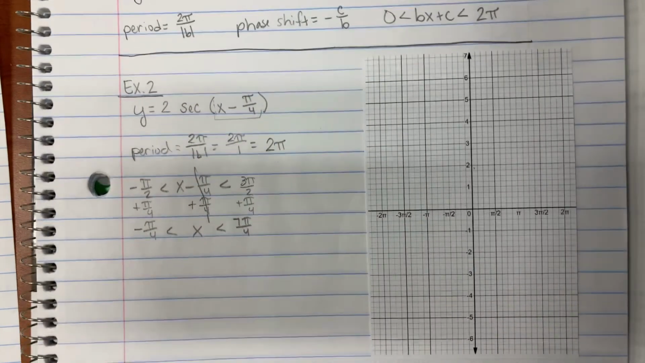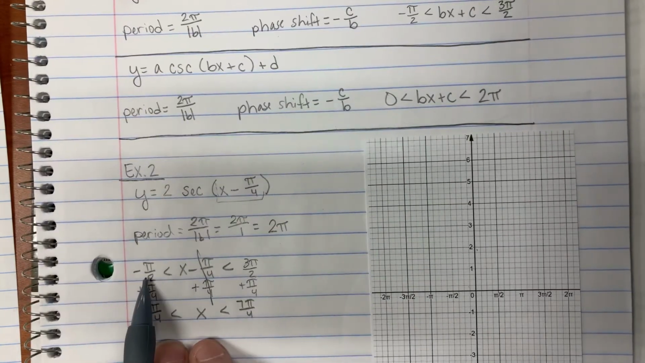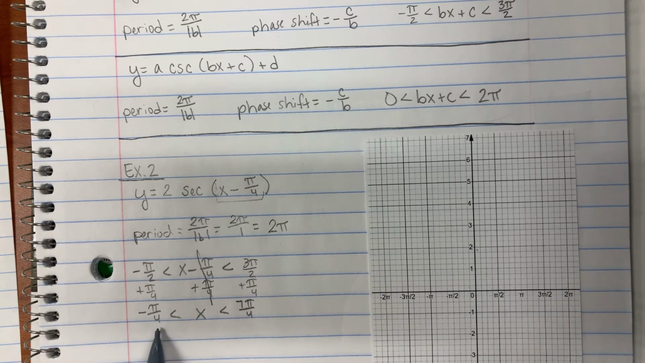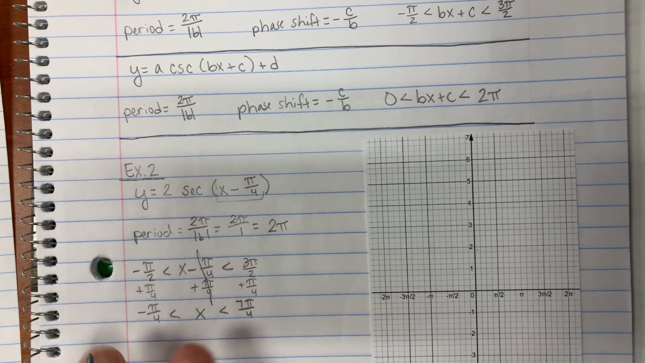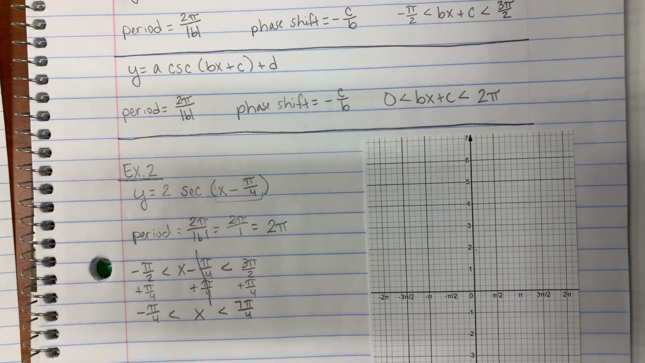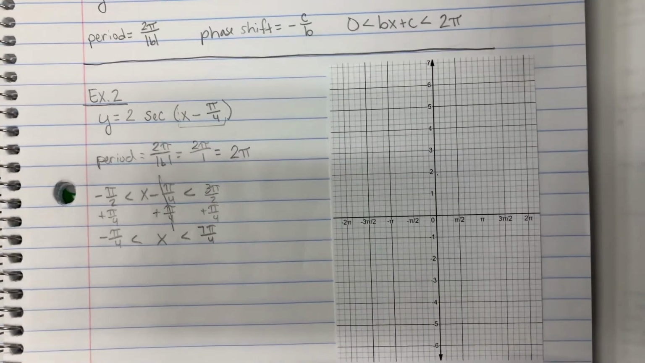Okay, so that means my phase shift, if I think about this, is that it's typically from negative pi over 2 to 3 pi over 2, and now it's negative pi over 4 to 7 pi over 4, so I shifted a 4th. So pi over 4 is my shift, if you wanted to think about that, or you could calculate it as negative c over b.